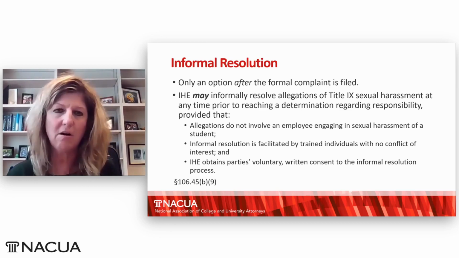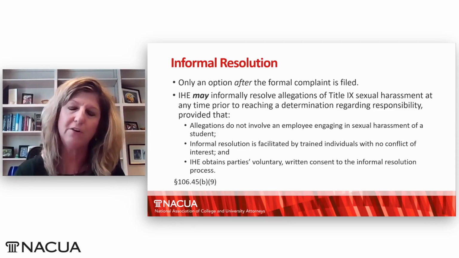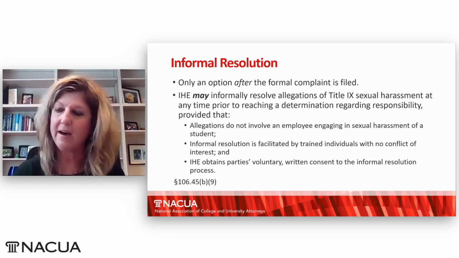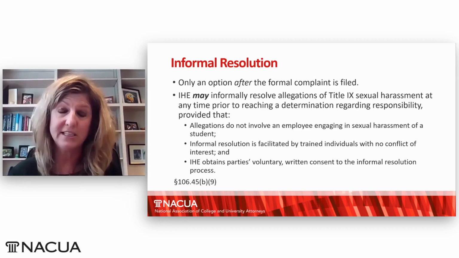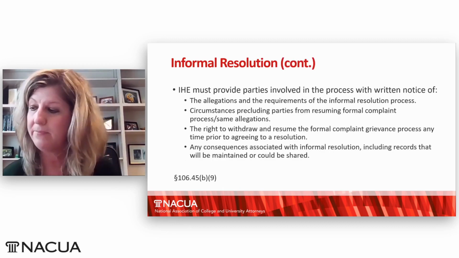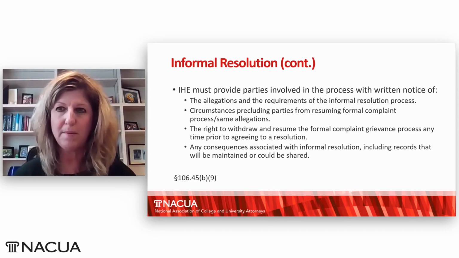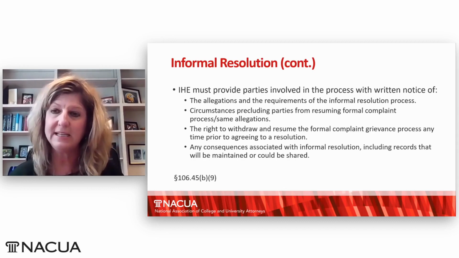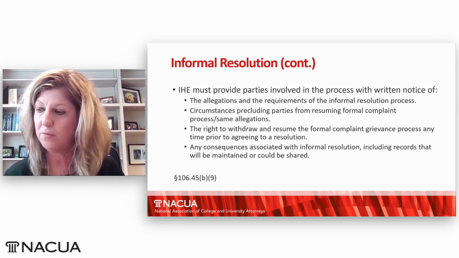And finally, before we can offer informal resolution, actually there's more on the next slide, but before we can offer informal resolution, we have to have the parties' fully informed, voluntary, written consent to participating in informal resolution. We want to have a paper trail that makes it clear that this is something the parties are doing voluntarily. And there are different things that the regulations discuss an institution having to inform the parties about in order to ensure that it is in fact a fully informed voluntary agreement to participate in informal resolution.